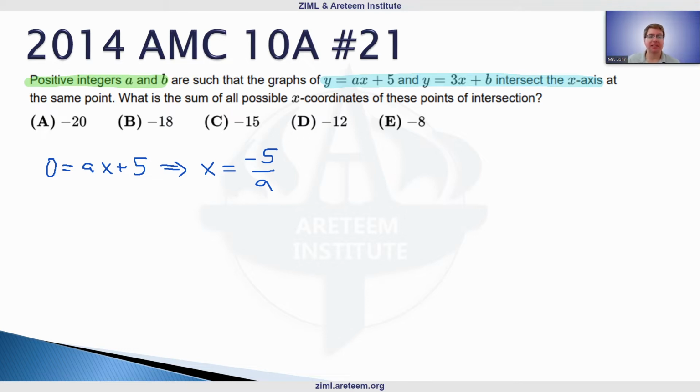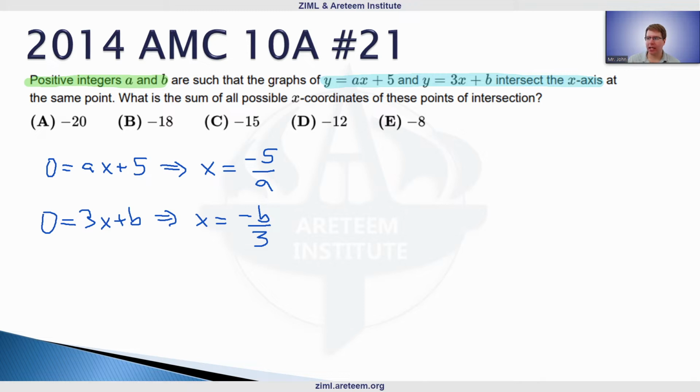Normally here I'd be saying, okay, a is not 0, we have to worry about that, but we have positive integers, so that's not a problem here. So second line, 0 equals 3x plus b. This intersection point with the x-axis, subtract b, divide by 3. X is negative b divided by 3 in this case.